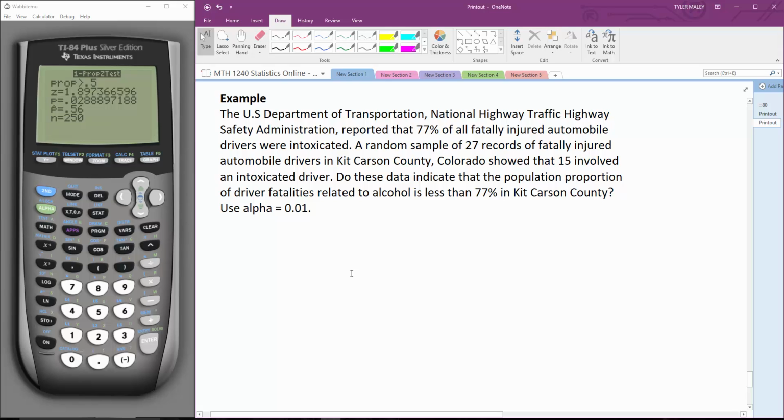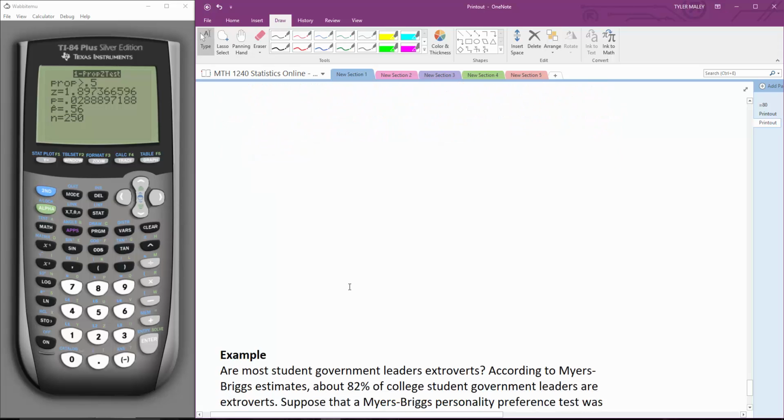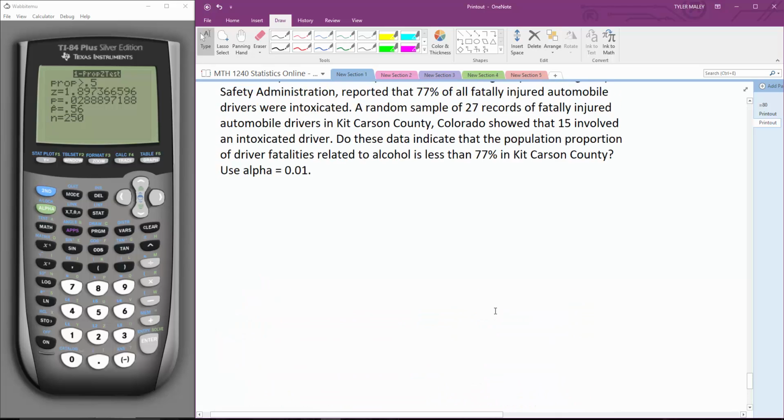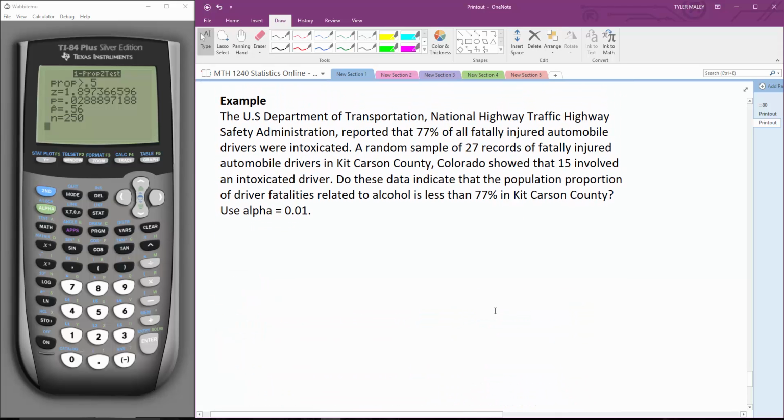That we can walk through, right? So this one is less than, so this would be a left tail test, right? This one here we're testing, is it different? So this would be an example of a two tail test, right? So let's walk through that, right? So step by step.